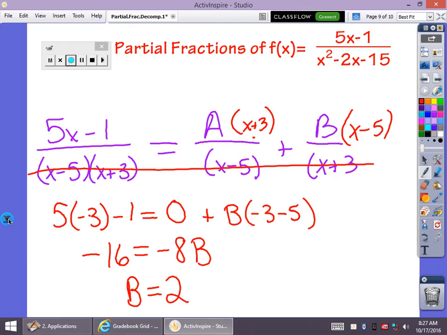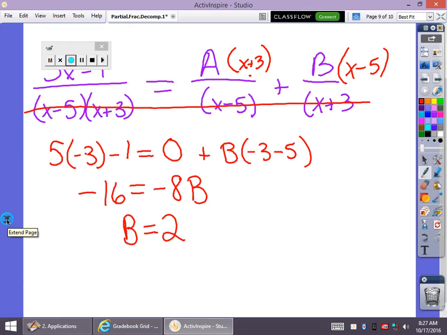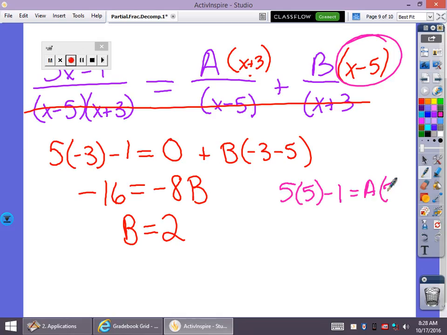I wrote too big that time, so let me scroll down a little bit. Okay, what makes this 0? 5. So 5 times 5 minus 1 equals a times 5 plus 3. I don't care about that because it's going to be a 0. So 25 minus 1 is 24 equals 8a. A equals 3.